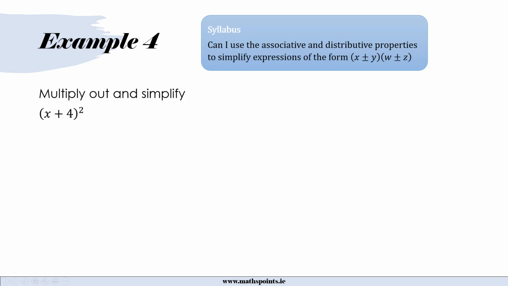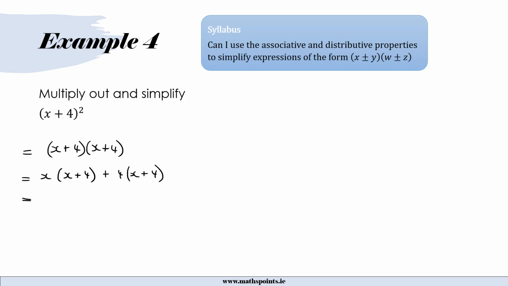Okay, example 4 is where we have a bracket squared. And so how does this relate to the previous examples? Well, if you think of a bracket squared, when you square something, you're basically just multiplying it by itself. So x plus 4 squared is x plus 4 times another x plus 4. Now it looks like the previous 3 examples, and what we're going to do is open the first bracket, so we have an x on x plus 4 plus 4 on x plus 4.